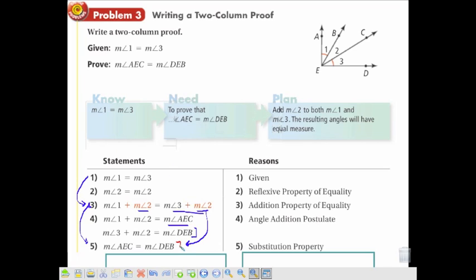At this step, we recognize that we have exactly what we were asked to find up here. We've justified all of our steps, and so we've finished. We've proven that these two angles are equal to each other.